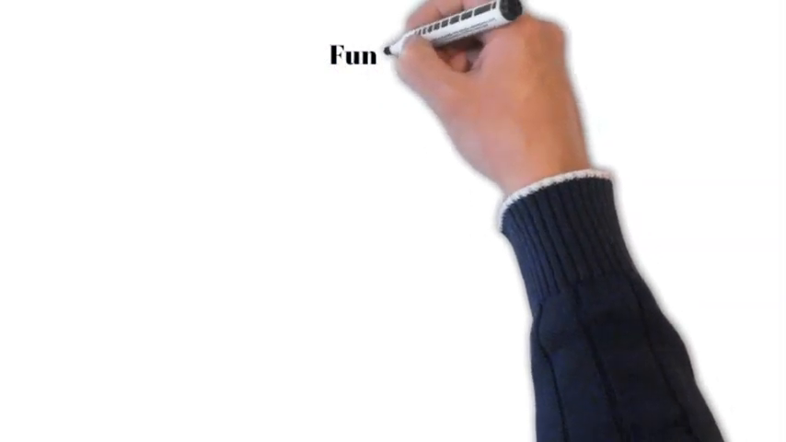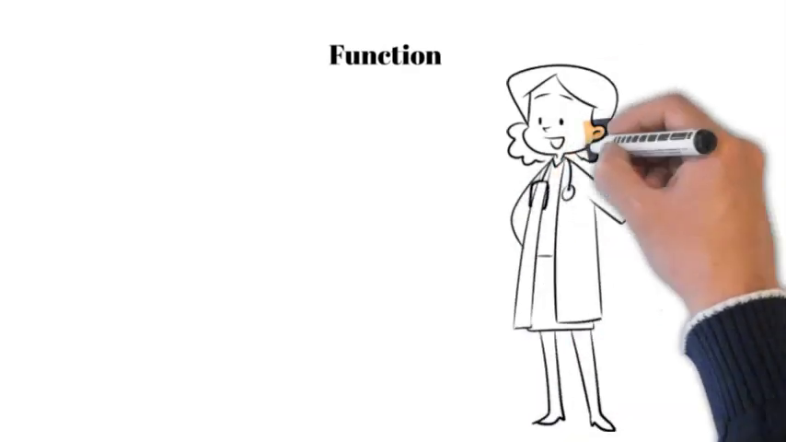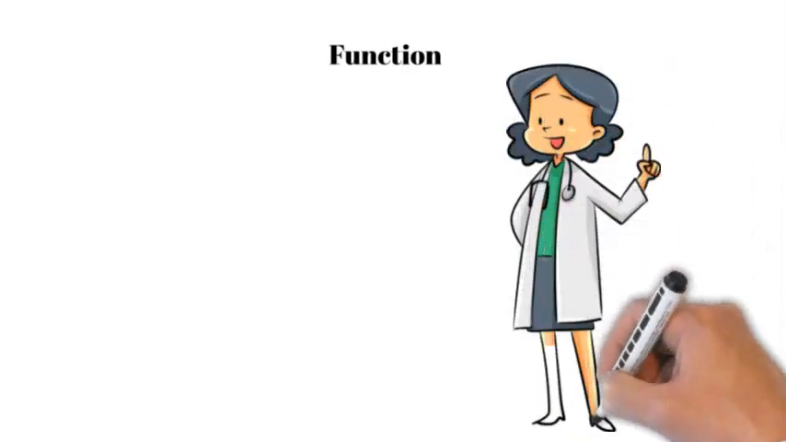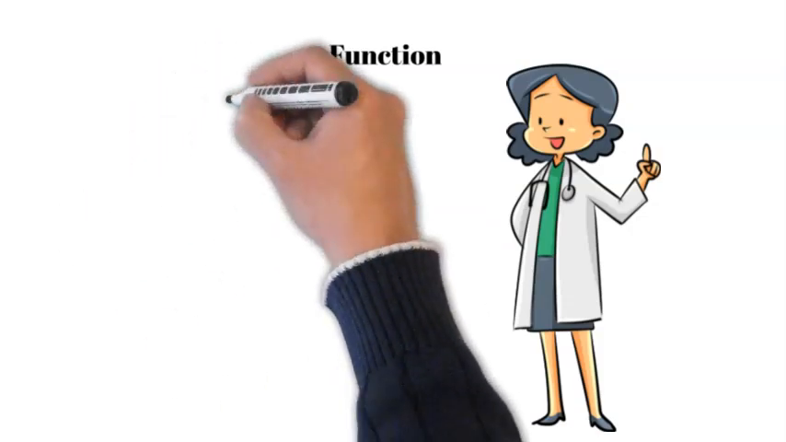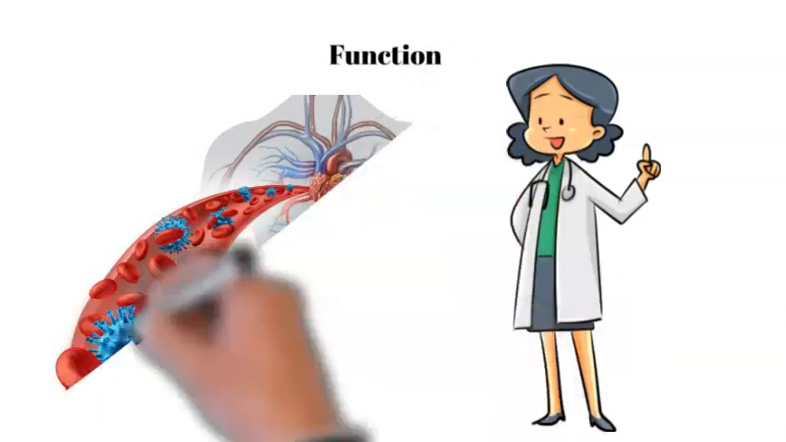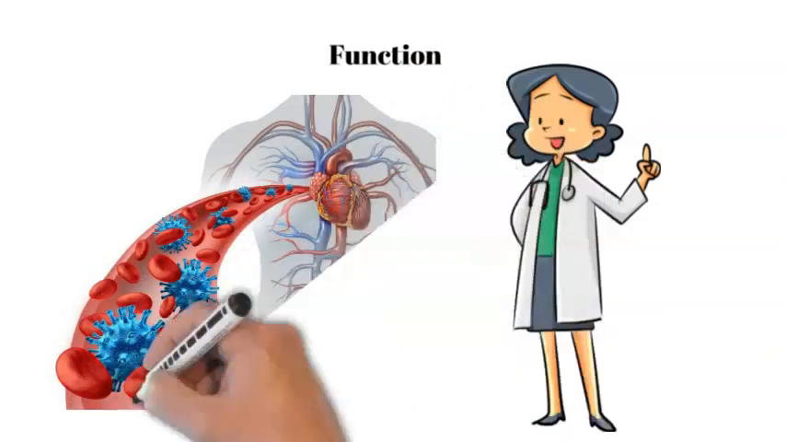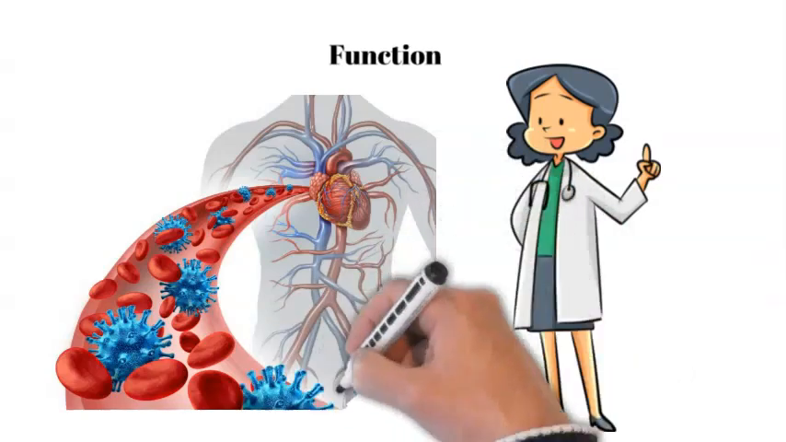Function. The peripheral lymphatic system plays a critical role in the immune system by filtering out pathogens, foreign substances, and abnormal cells. It also helps maintain fluid balance by returning excess fluid from body tissues to the bloodstream. The peripheral vascular system's function is to deliver oxygen and nutrients to the body's tissues, remove waste products, and regulate blood pressure.